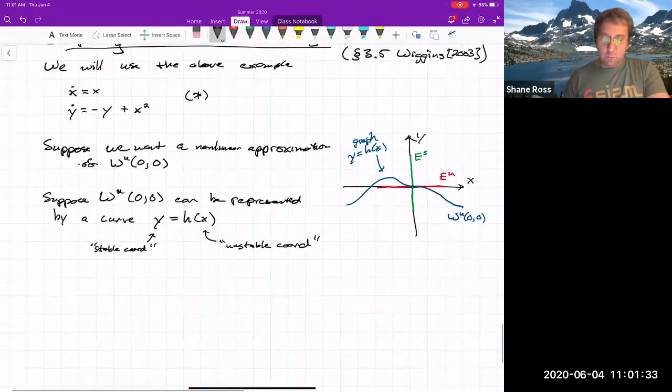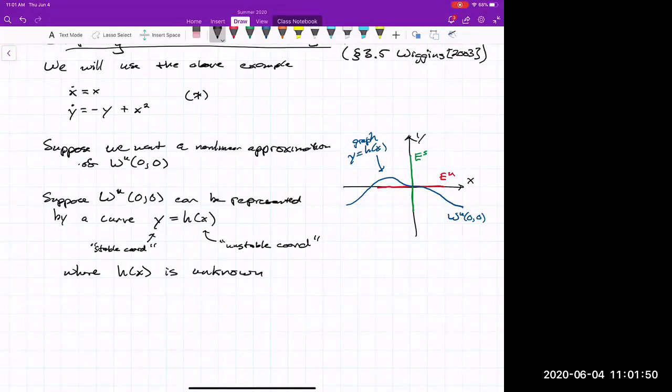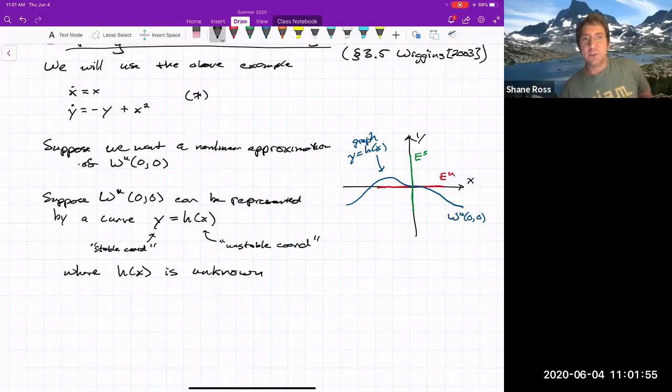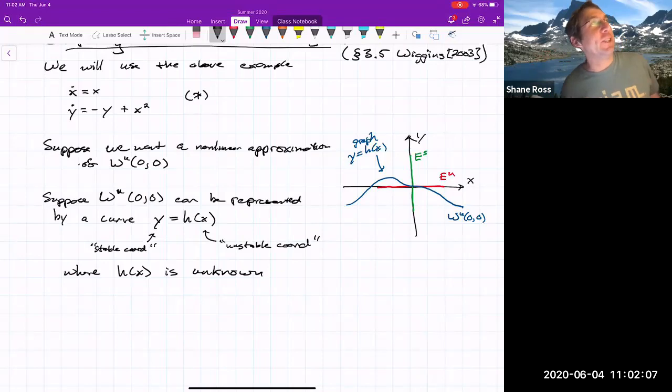So we're going to assume that we can write the unstable manifold locally that way. It's y equals h of x, where currently h is unknown. But we will solve for it. Yeah, go ahead. Why do we use a W? I don't know. I think it's a historical thing, probably related to a German word. Why is it E? I guess E makes sense as Euclidean. I don't know. Euclidean subspace.